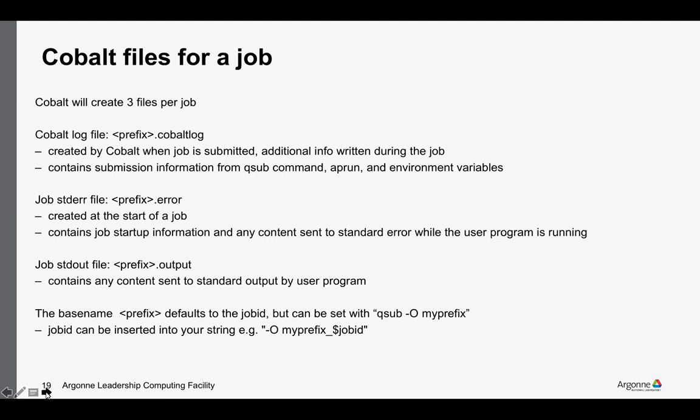Now, the prefix by default is the 6-digit job ID created by Cobalt, but you can also customize your job name with the -O argument to qsub. You can also append or add the job ID to that name if you so wish, as shown.